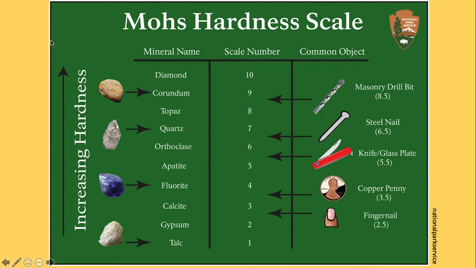So if you have a mineral and you don't know what mineral it is, you could try scratching it with your fingernail. If you can scratch it with your fingernail, the hardness is below 2.5. If you can scratch it with a copper penny, the hardness is below 3.5. If you can scratch it with a knife or glass, the hardness is below 5.5. If you can scratch it with a steel nail, hardness is below 6.5. If none of that stuff can scratch it, then you know the hardness is above 6.5, and so on and so forth.